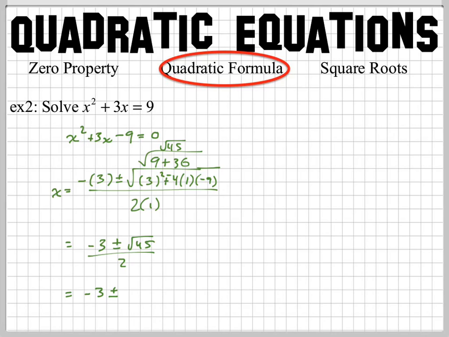I could split the 45 into radical 9 times radical 5. That would be 3 rad 5 divided by 2. And you can't simplify that. So how many solutions did I get? 1. No, there's 2. You see, you can plus or you can minus. But I'm going to be lazy and write it only once.